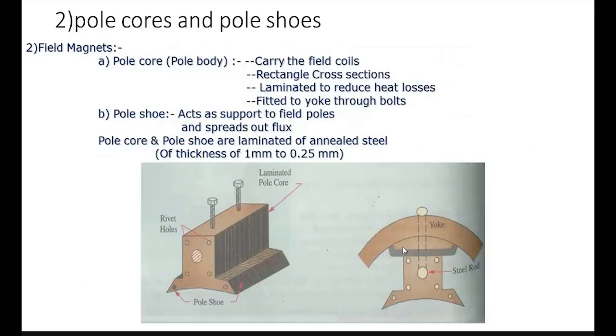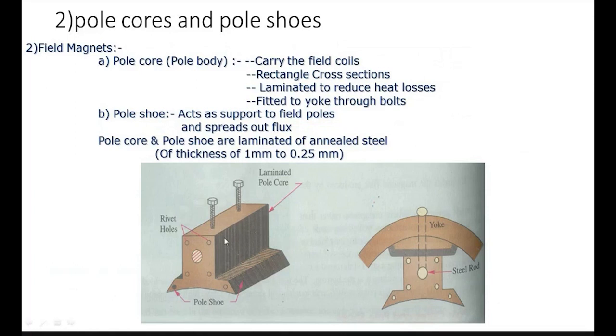Next one, the field magnet. It consists of two parts, pole core and pole shoe. The pole core carries the field coils and has a rectangular cross-sectional area. Laminated construction is used to reduce the eddy current losses. It is fitted to the yoke through a bolt. The pole shoe supports the field coils and spreads out the flux. The pole core and pole shoe are laminated from annealed steel. The thickness of the laminations is 0.25 mm to 1 mm.